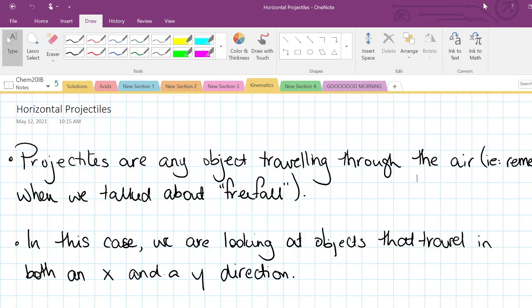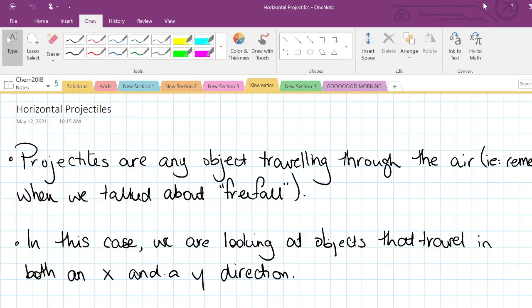So really, when we talk projectiles, projectiles can be any object that is moving through the air. We've looked at it in terms of a ball, a rock, a pebble, or a penny being dropped, right? So really any object that's moving through the air and is being affected by gravity is going to be considered a projectile. Today we're going to look at horizontal projectiles specifically.